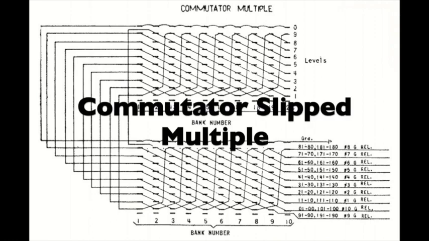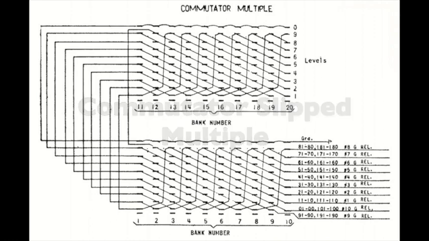This information is passed to the line finder by its commutator wiper, which brushes across the commutator segments during vertical stepping. Since the bank multiple is slipped, it is necessary to also slip the commutator multiple in a like manner, so that for any operated G relay, it grounds the correct commutator segment no matter which line finder gets selected. Notice that none of the G relays ground level 0.